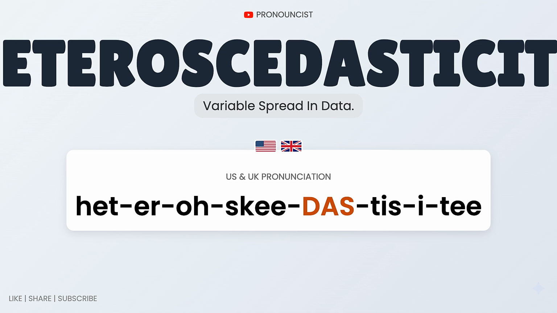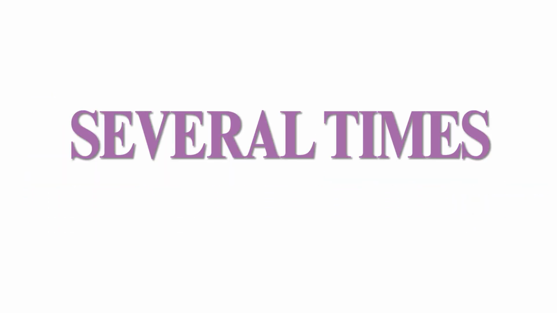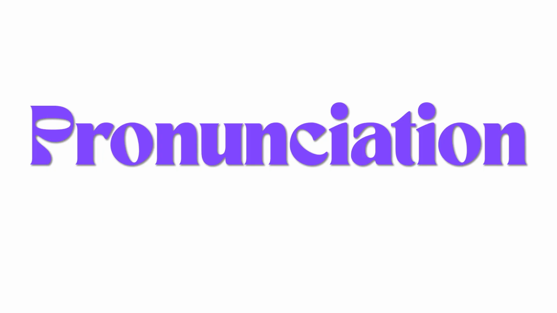Heteroscedasticity. Practice repeatedly and you'll soon be able to say this word perfectly. The best way to practice is to repeat the syllable multiple times. The meaning of the word is variable spread in data. Try repeating this word several times to improve your pronunciation.